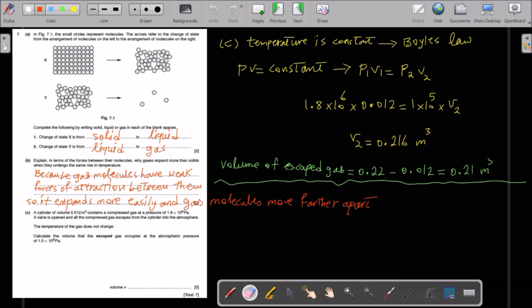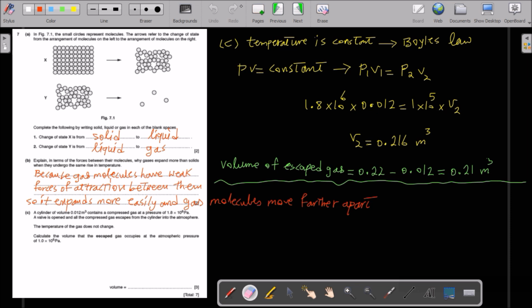Next part, part C. A cylinder of volume 0.012 meter cube contains a compressed gas at the pressure of 1.8 times 10 to the power 6 Pascal. A valve is opened and all the compressed gas escapes from the cylinder into the atmosphere. The temperature of the gas doesn't change. So this is a key point for this kind of questions. Temperature of the gas doesn't change. It means this is Boyle's law. Calculate the volume that the escaped gas occupies at the atmospheric pressure of 1 times 10 to the power 5 Pascal.